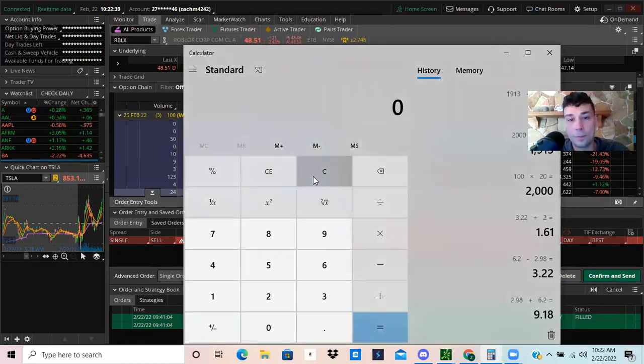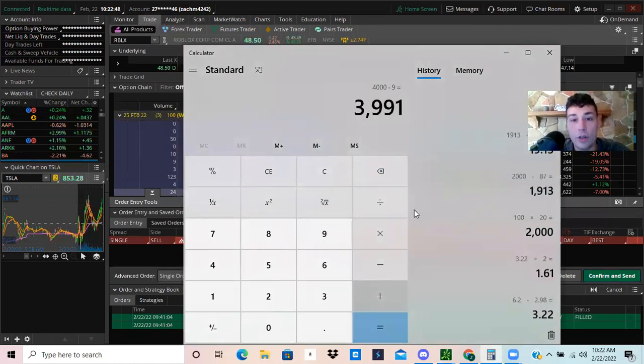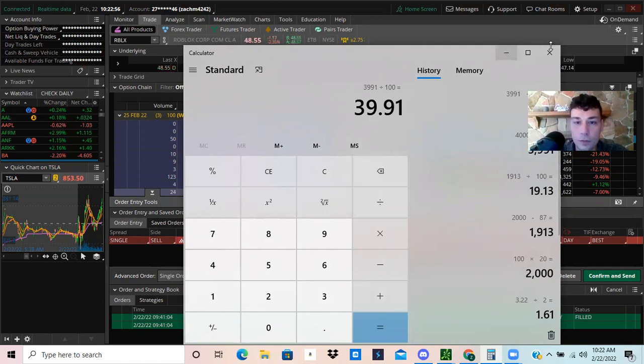This right here is one way you can calculate it. You can do $4,000 minus the $9 credit that you receive for selling that, and then divide this by 100 for 100 shares, and that would bring your average cost basis down to 39.91. And this is if Roblox is below 40. Now, if Roblox never goes below 40, then in a sense, you can collect $10 every week for every 100 shares that you want to own at the price.